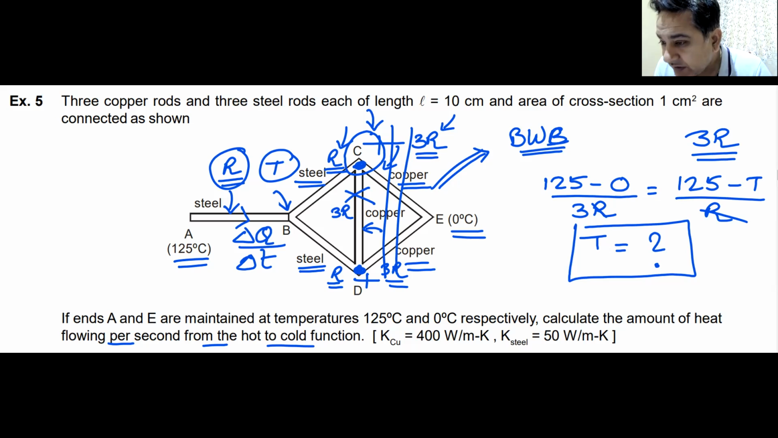Can you now tell me how will you find out the value of temperature of junction C? This question could be asked in a different way. Instead of temperatures, it could be a battery and it could be electric current. The same question comes there. So I'm asking you the temperature or potential of the peak of the Wheatstone Bridge.